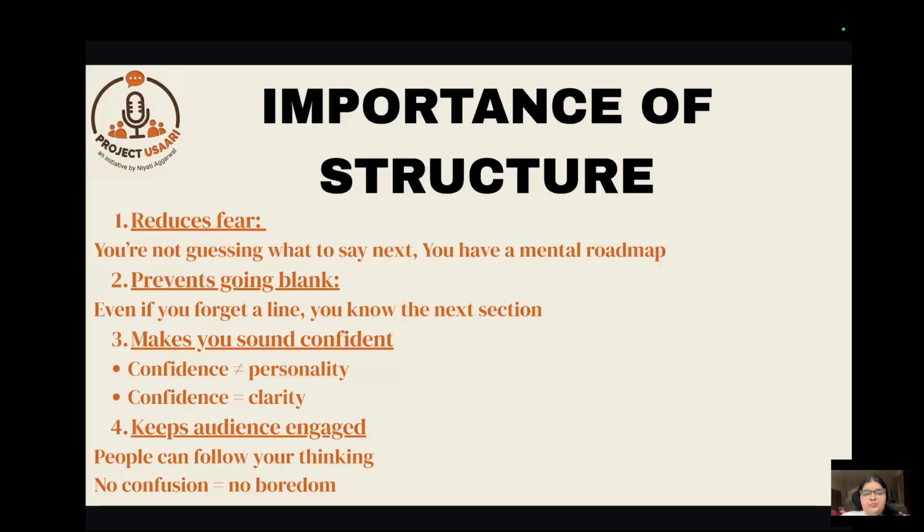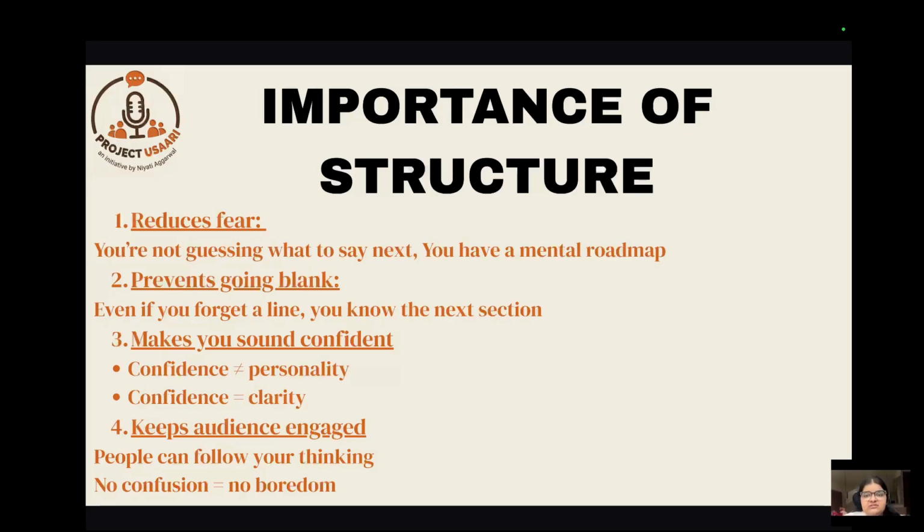Now, what is the importance of structure? Before you even try to structure a speech, it is really important to understand why we even require structure in the first place, right? Firstly, you need structure because it reduces fear. That is, it reduces fear by the means that you're not guessing what to say next. You already have a mental roadmap. I think this is extremely important.